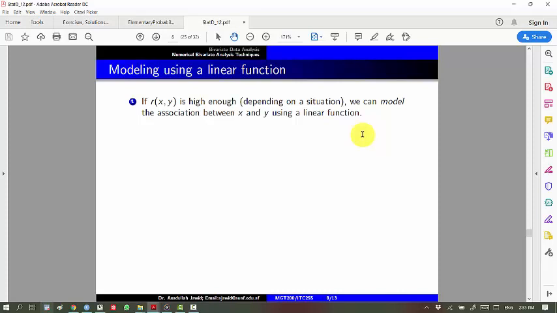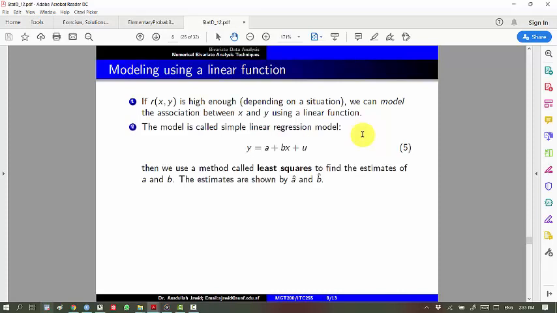We can model the linear association between x and y using a linear function. Remember that we use a linear function to model the association between x and y only when the linear association between two variables is high enough. The model which we use is called the simple linear regression model, of the form y equals a plus bx plus u. Y is called the dependent variable, x is the independent variable, a is the intercept, b is the coefficient, and u is the residual. Residual is the difference between the observed values and the predicted values.